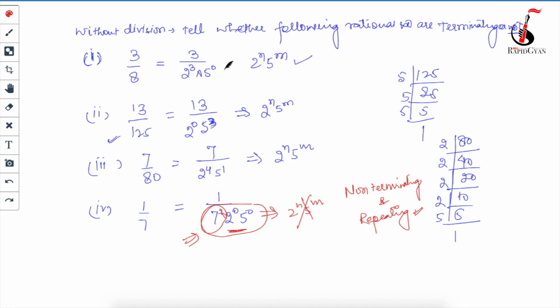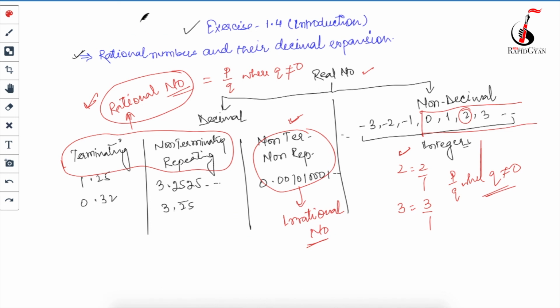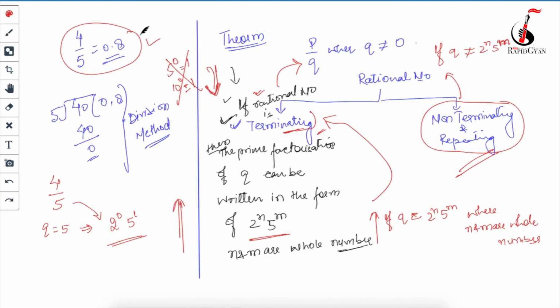So let's solve a few more questions. So this is one question. Without division, you will have to tell whether this is terminating or non-terminating. But there was one question which I asked in the starting of this particular exercise. You have found the value of 4 upon 5, which is equal to 0.8, and you found that value via the division method. But now I ask, can you find this value without the division method? So I am going to tell you how to find the value without the division method.